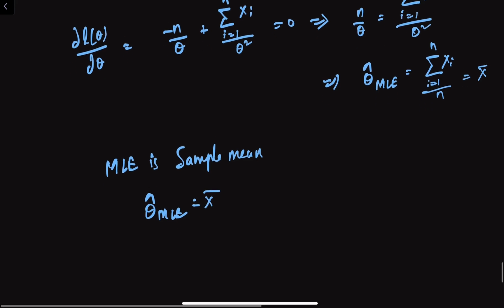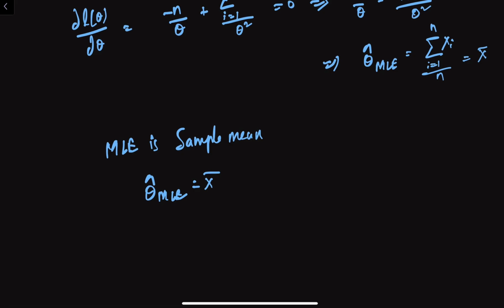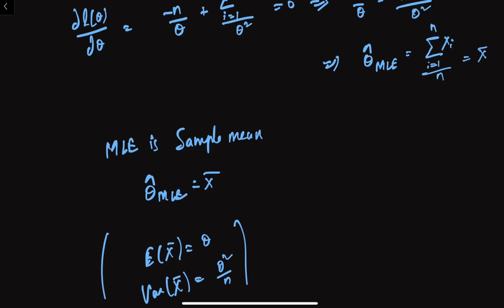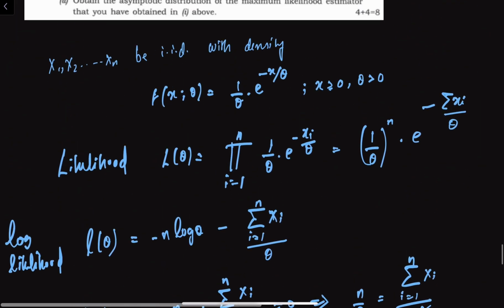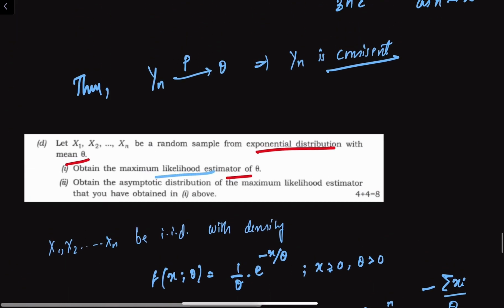We can note that theta hat is unbiased. The expectation of x bar is theta, and we can also find the variance, which is theta square by n. So that's about the maximum likelihood estimator of theta.